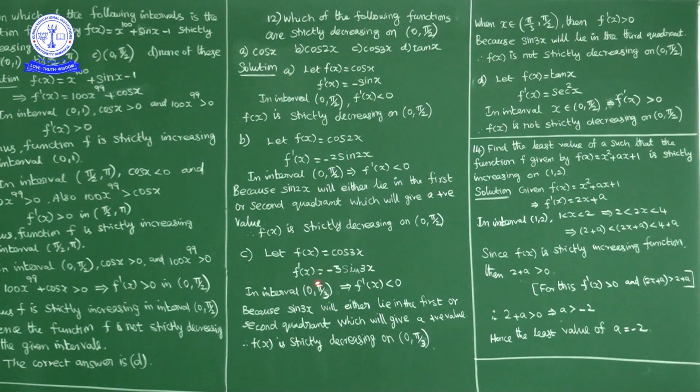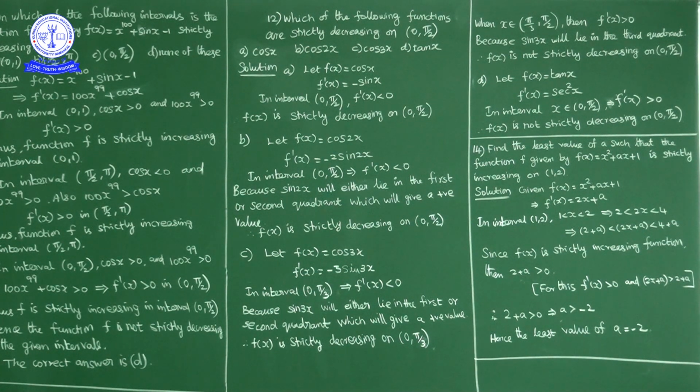As x belongs to 0 to pi by 3, sin 3x lies either in the first quadrant or the second quadrant, which is positive. Positive sin 3x multiplied by minus 3, so positive into negative is negative. So f dash of x is less than 0. So f of x is strictly decreasing when x belongs to 0 to pi by 3.